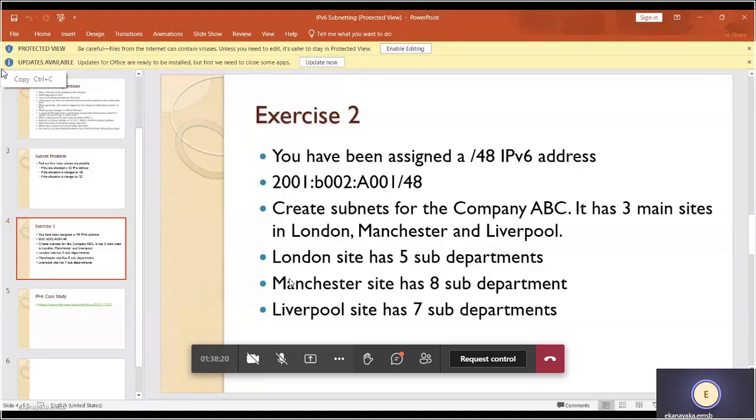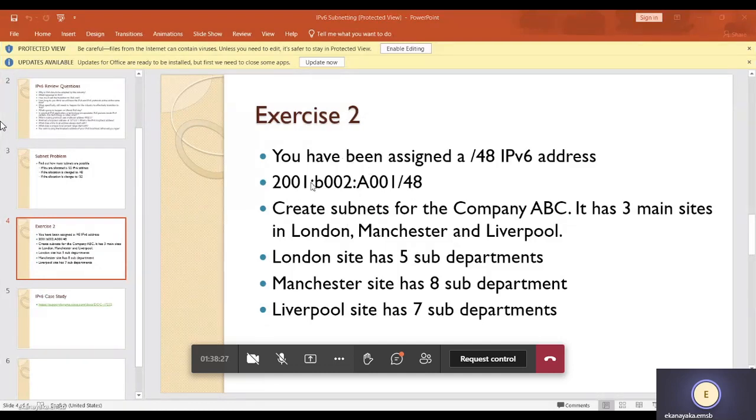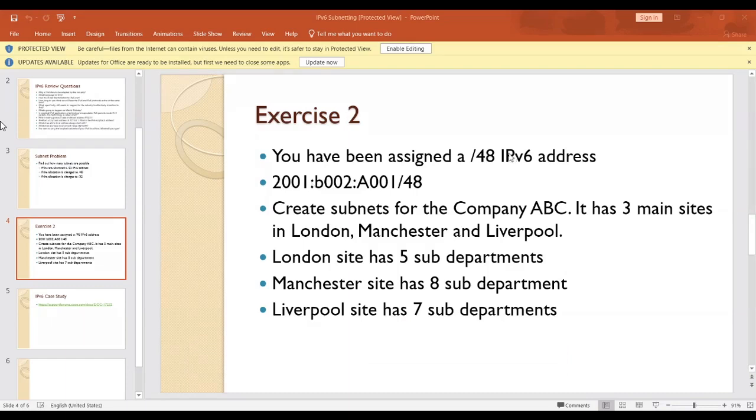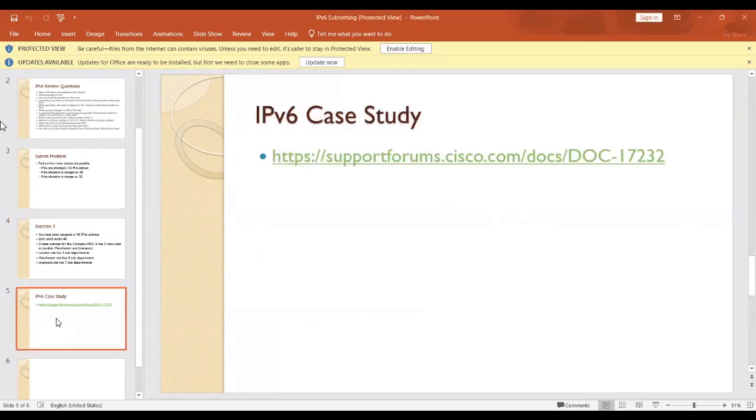One of the exercises under IP version 6 is subnetting. We have been assigned a /48 IP version 6 address. This is the address block, and it asks to create subnets for company ABC, which has 3 main sites in London, Manchester, and Liverpool. The London site has 5 subnet departments, the Manchester site has 8 subnet departments, and the Liverpool site has 7 subnet departments. So this is a case study.